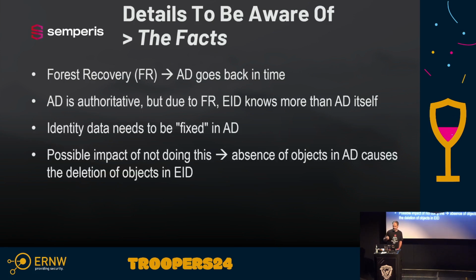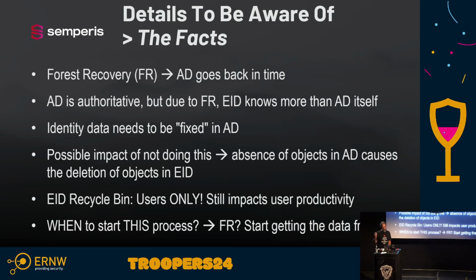The impact, as I mentioned, is deletion of objects, so you want to prevent that part. Remember, you have a recycle bin in Azure or Entra, but it's only for users and applications and service principals, but not for groups and the other stuff. Hopefully, Microsoft will change that for all the objects. The question is, when do you start the process that I'm just going to show you? Especially in a very large environment, it is very important that you start as soon as possible.